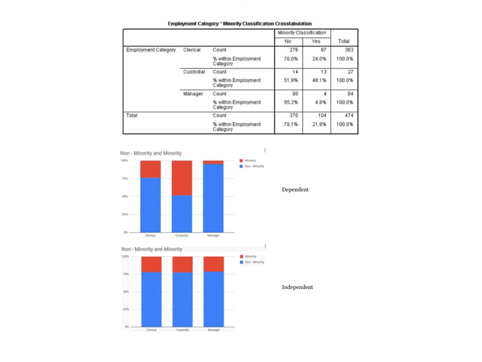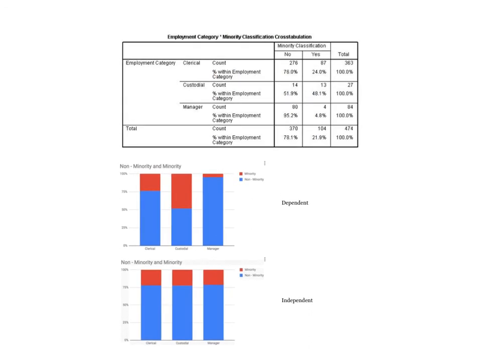And then here's one more example. In this table, you can see they looked at people's employee records, and the top variable is your minority classification, so either yes or no. And then on the side was what kind of job do you have? Are you clerical, custodial, or a manager? Okay. And they looked at minority classification by management type or employment category, okay? And they made segmented bar graphs.